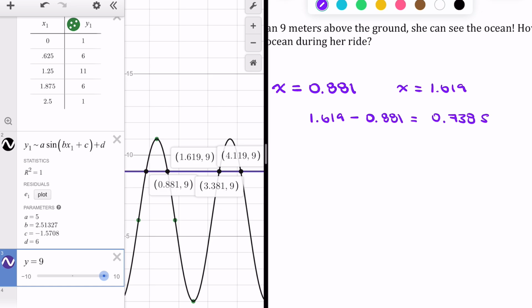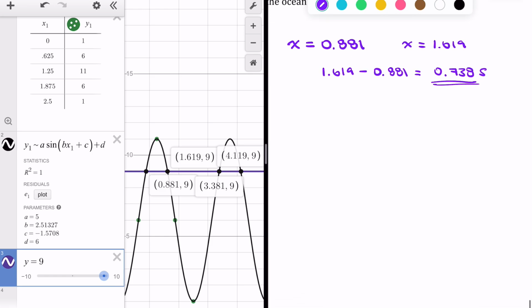But Jamie doesn't go around once, she goes around twice. So my final answer is not this number. The final answer is that number times 2. So I'm going to take 0.738 and times it by 2, and that will be my final answer. I do have to round my final answer to 2 decimal places. And when I do that, I should get 1.48, and my units for time this time round are in minutes.